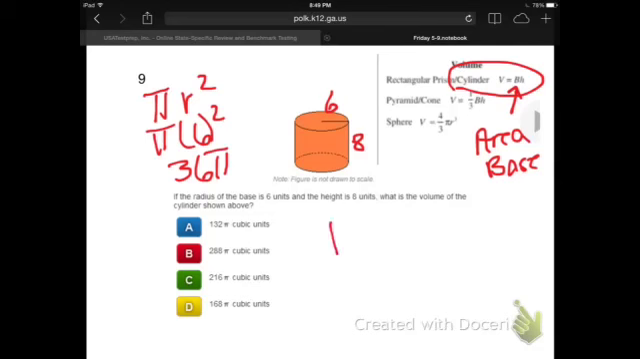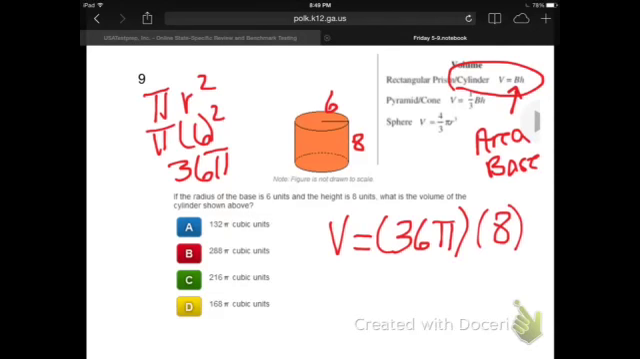So I'm going to say my volume is equal to capital B, which is 36 pi, times the height, which is 8. And I put that in my calculator. 36 pi times 8. That gives me 288 pi. So my answer choice is B.